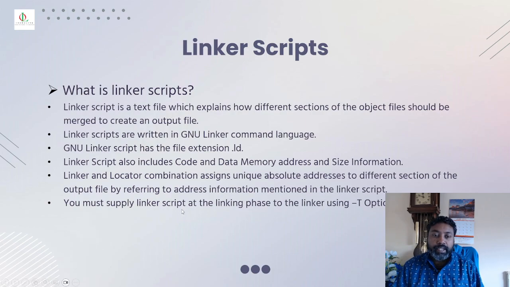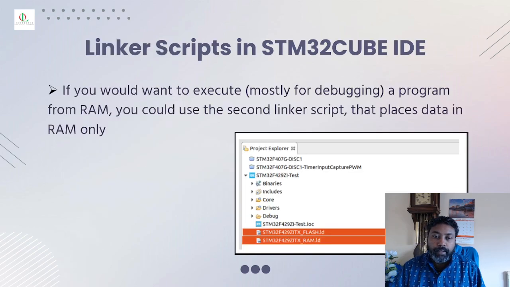So you must apply the linker script at the linking phase to the linker using the -T option, which is done in the IDE. And this is what we just saw. In STM32CubeIDE, if you want to execute mainly for debugging, then the RAM linker description, RAM.ld, is used for debugging, but the main linker description is written for the program memory, where your program memory stays. That's the flash memory, so you could use a second linker script that places everything in RAM memory only.